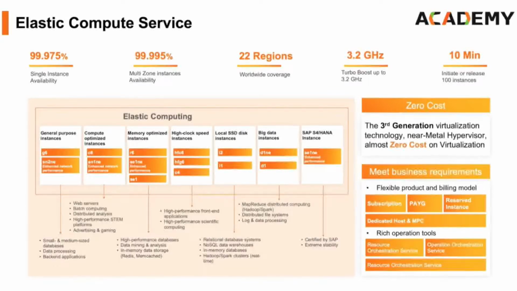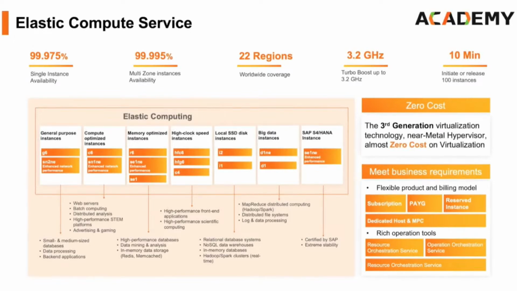When we see the elastic compute, we have different purposes for using the ECS instances. We have the general purpose instances, which have the prefix of G6, which is normally used for small and medium sized databases. They are used for data processing and backend applications. And then we have the compute optimized instances, which start with the prefix of C6. It is used for web servers, batch computing, distributed analysis, high performance STEM platforms, advertising, and gaming.